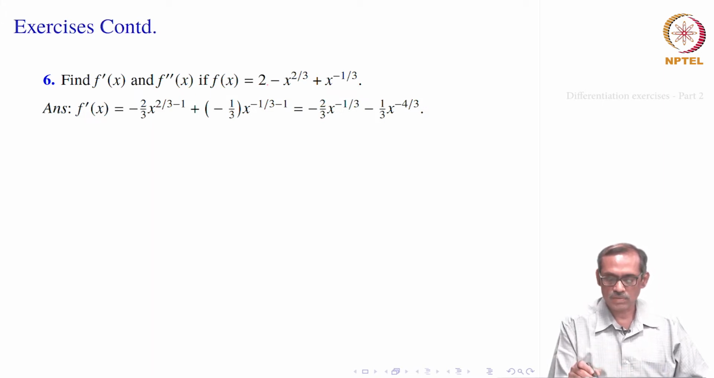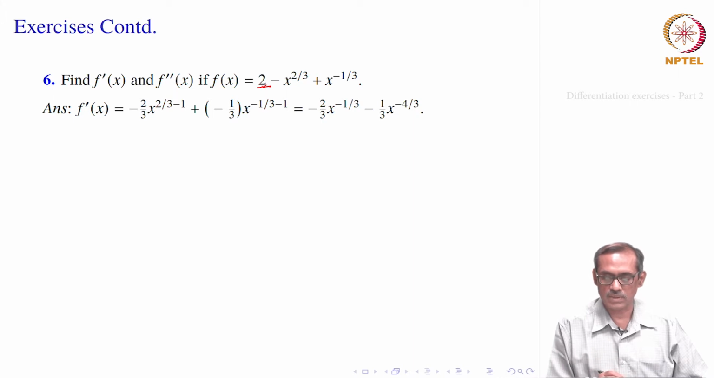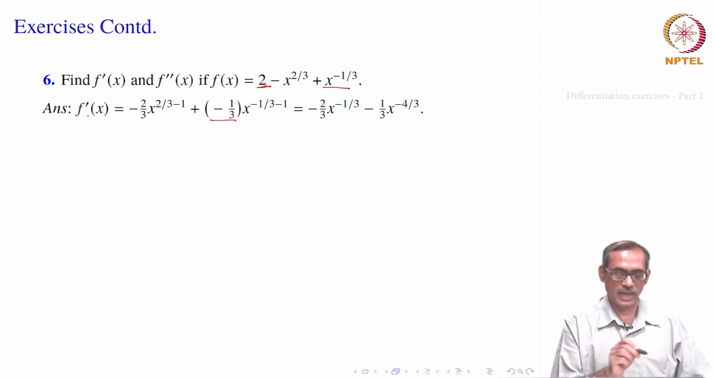For f'(x), first 2 gives derivative 0, and the minus sign remains as minus sign. Then x to the power 2/3 gives 2/3 into x to the power 2/3 minus 1. Next is x to the power minus 1/3, that gives minus 1/3 x to the power minus 1/3 minus 1. Now we simplify, or just rewrite it. It is minus 2/3 x to the power 2/3 minus 1, which is minus 1/3, and minus 1/3 x to the power minus 4/3. That is what our f'(x) is.